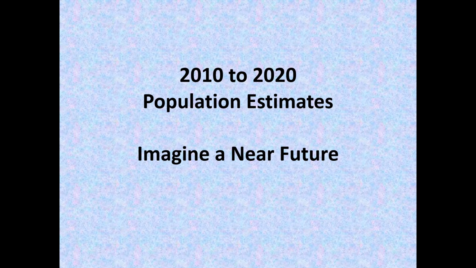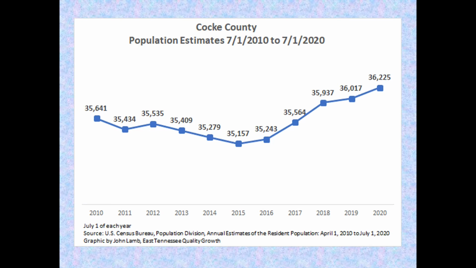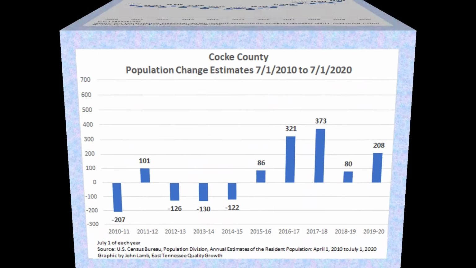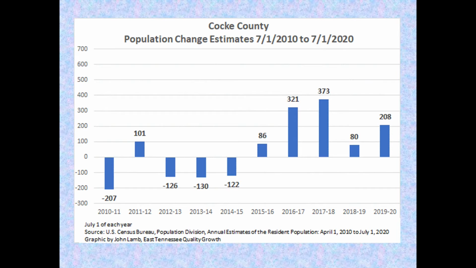Armed with this information, we can begin to imagine a near future. The past trend of overall county growth continued from 2010 to 2020, with intermediate dip to 2015 and then recovery to 2020. We can calculate the differences between estimates to show population change for the 10 years of the sequence. Notice the irregular pattern of the population change trend.